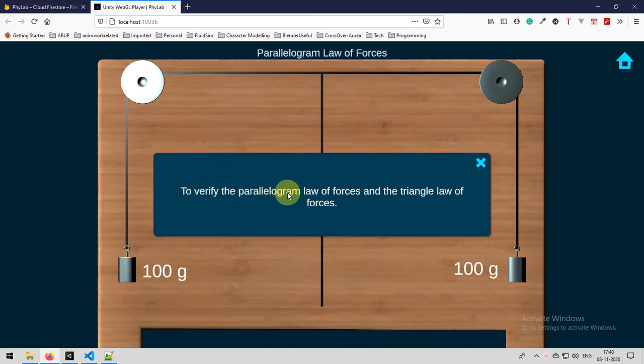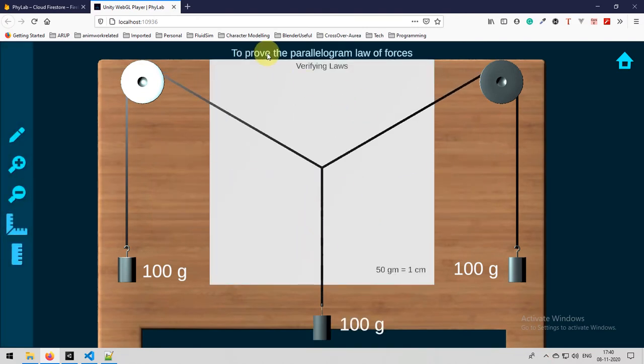At the beginning, we will be greeted with a dialog box, which is the aim of the experiment. Here it is to verify both laws and find the weight of the stone. So the first one is to prove the parallelogram law of forces. Here we have attached 3 weights, each of 100 grams, and the scale we are taking is 50 grams equal to 1 centimeter.